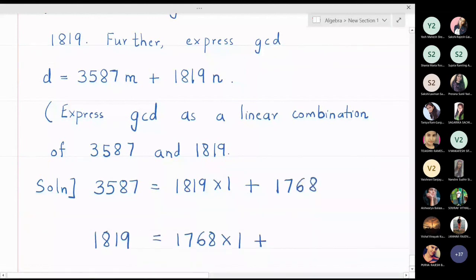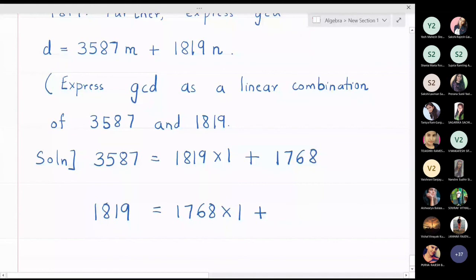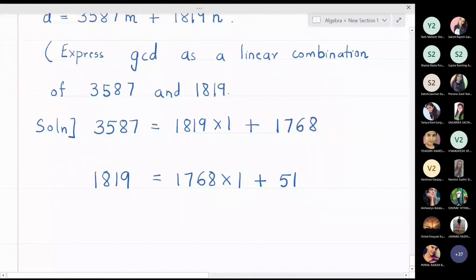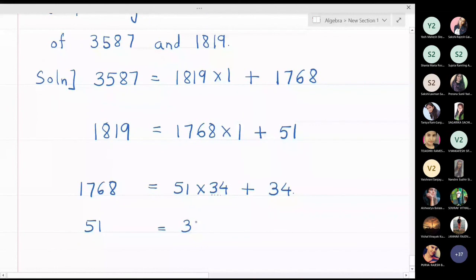Okay, now I'm going to divide 1768 by 51. 51 multiplied by which number will reach the nearest to 1768? When I multiply this by 34, it will reach the nearest number. The next division I will perform is of 51 and 34. When I do 51 by 34 division, 51 can be written as 34 multiplied by 1, and the remainder turns out to be 17. In the last step, I have 34 equals 17 into 2, and that gives me the remainder equal to 0, which indicates that the GCD is 17 in this problem.